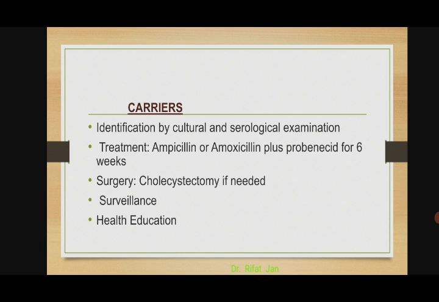Coming to the carrier states, identification by culture and serological examination. Treatment, ampicillin or amoxicillin, plus we can give probenecid for 6 weeks. If needed, cholecystectomy can be done. Appropriate surveillance has to be done to identify the carrier state and health education of the masses regarding hygiene, hand washing, sanitation.